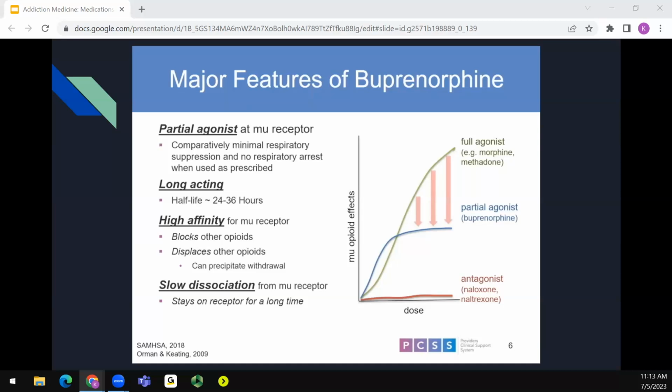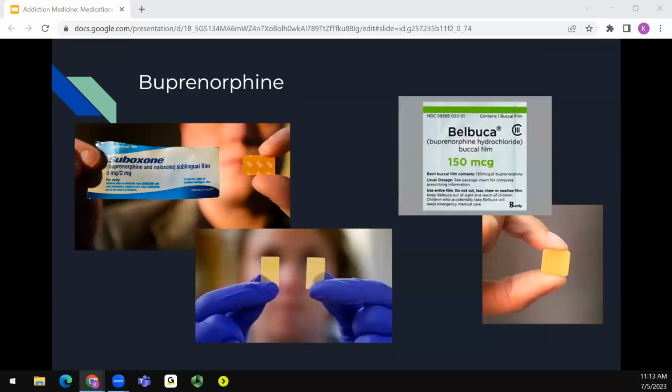in our Belbuca formulation. Because of extensive first-pass metabolism and a less active metabolite called norbuprenorphine, it has a poor oral bioavailability when swallowed of less than 5%. So that's why it needs to be sublingual, buccal, or IV. And that all kind of bypasses that first-pass metabolism.